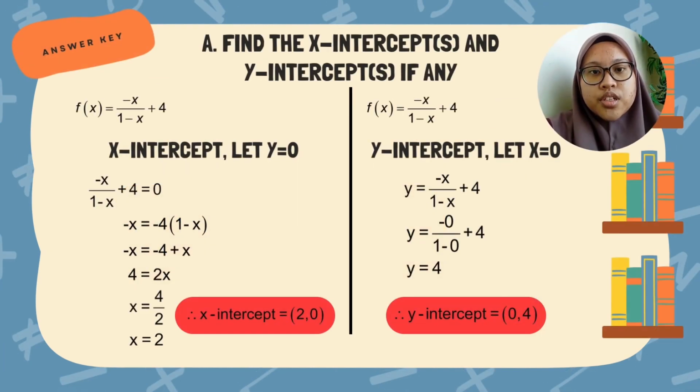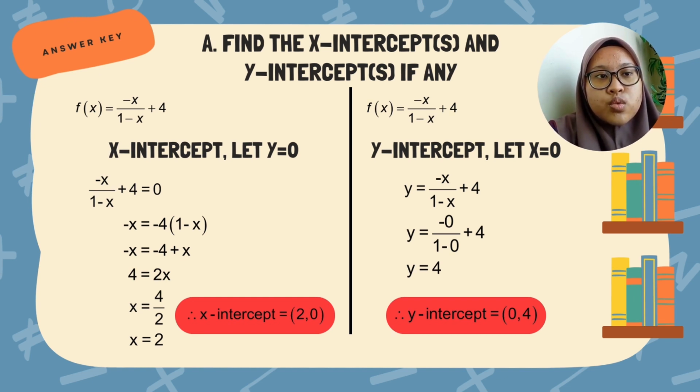From this equation, first we need to find the x-intercept and y-intercept. So for the x-intercept, we have to let y equal to 0. So negative x over 1 minus x plus 4 equals 0. 1 minus x, bring to the right side, and then we solve it. Then we get the x-intercept equal to (2, 0).